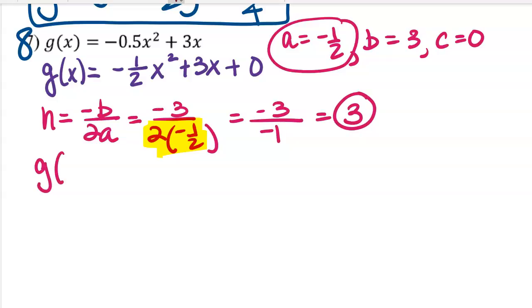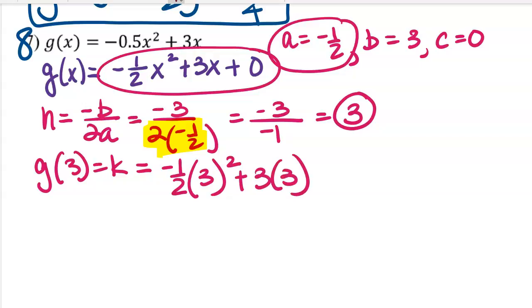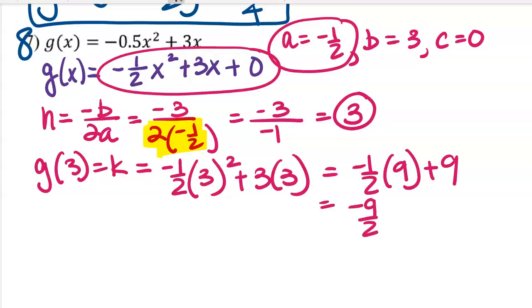Now we plug it in. G of 3 will give us the k value. So we're going to use this fraction right here because it's easier to square and multiply by half. Okay, so we are going to say, negative 1/2 times 3 squared plus 3 times 3. This will give us a negative 1/2 times 9 plus 9. And this is going to give us a negative 9 over 2. Now we can straight up make this into a common denominator of 2 to give us an 18 over 2. So our k value, students, is going to come out to be a positive 9 over 2.